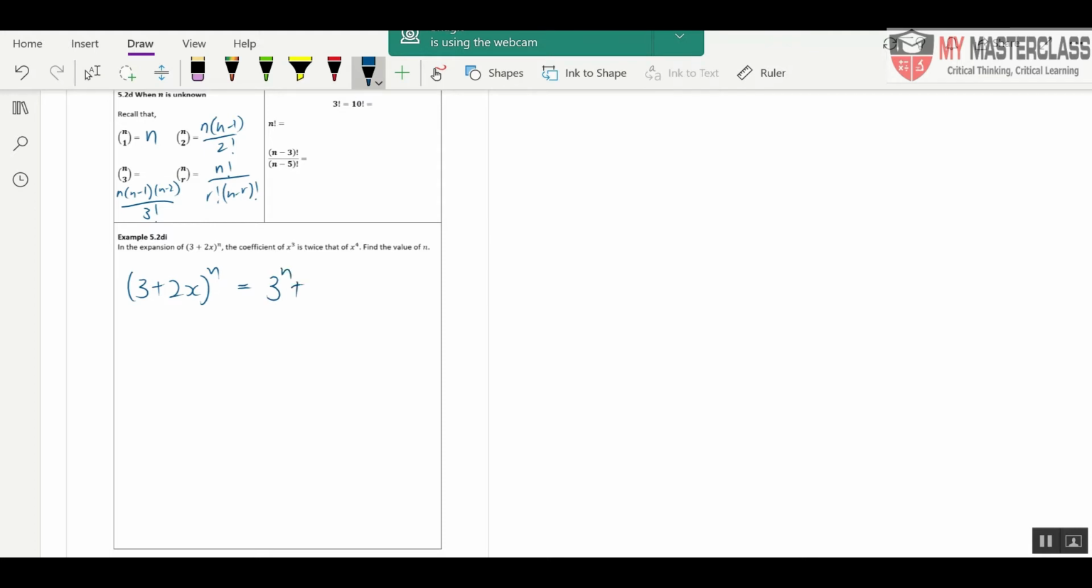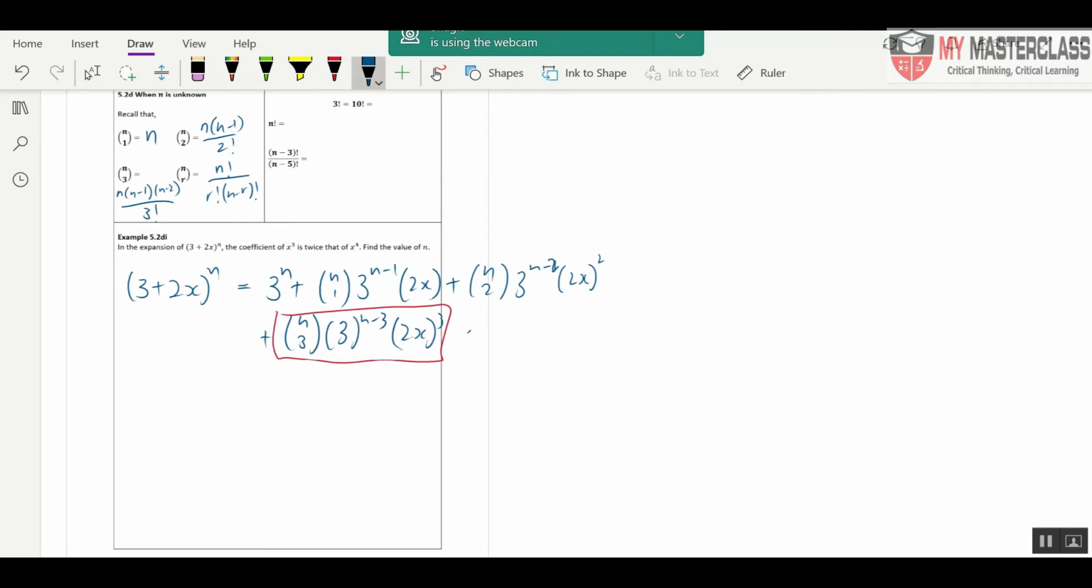So 3 to the power n, plus n choose 1, 3 to the power n minus 1, 2x, plus n choose 2, 3 to the power n minus 2, 2x squared. You still don't need those at all. The next one that you need, plus n choose 3, 3 to the power of n minus 3, 2x cubed. You probably know that you will need that already. And also the next one, which is n choose 4, 3 to the power of n minus 4, 2x to the power of 4.